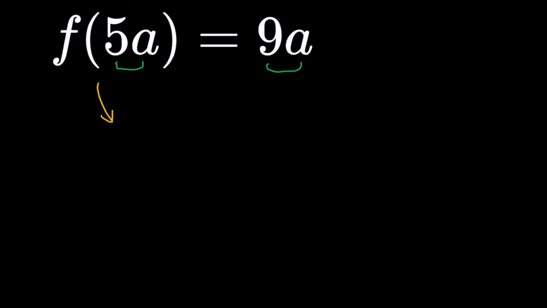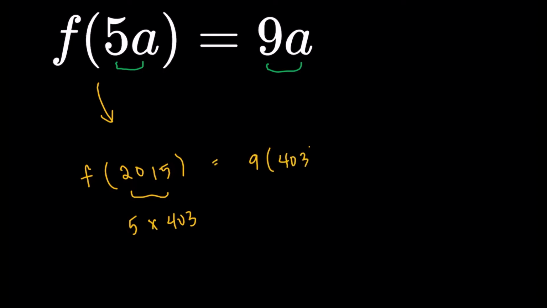Now with this, if we want to get f of 2015, because we know 2015 is 5 times 403, what we have to do here is just have 9 times 403. So 9 times 403 is going to give us 3,627, and this is indeed the answer. Now obviously this is not really a legit solution because we made an assumption.